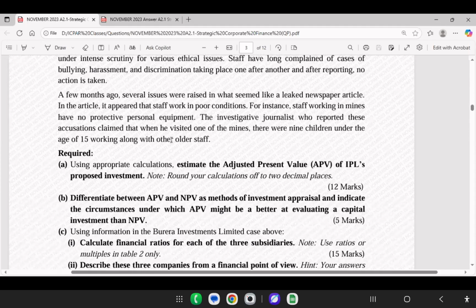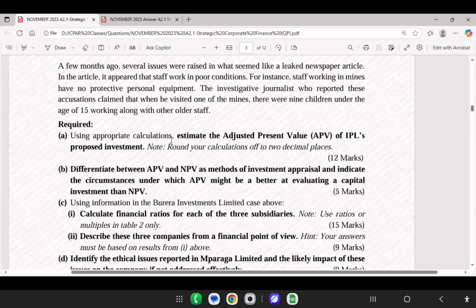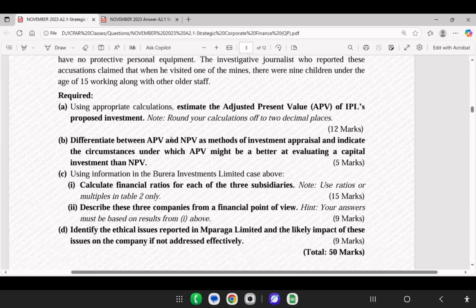A. Using appropriate calculation, estimate the adjusted present value of IPL's proposed investment. Show all of your calculations to 2 decimal places, 12 marks. B. Differentiate between APV and NPV as methods of investment appraisal and indicate the circumstances under which APV might be better at evaluating capital investment than NPV.